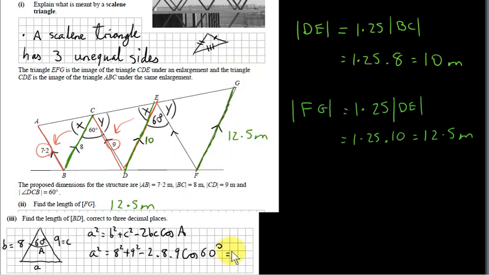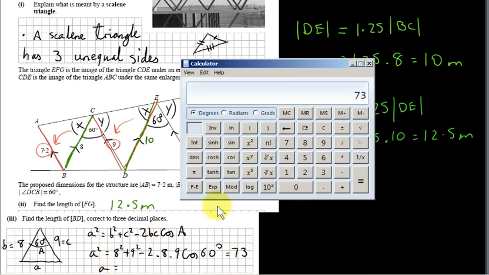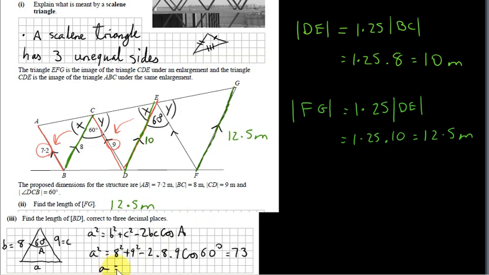So we get 73. So a is the square root of 73. Put 73 to the power of a half. To 3 decimal places, this answer is 8.544. And this is in meters, because the other sides were in meters.